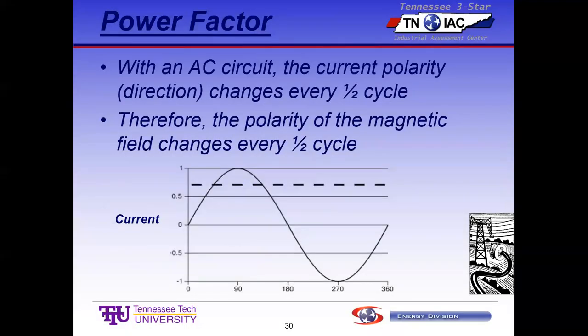Okay, so if you look at a portion of a waveform, with an AC circuit the current polarity direction changes every half cycle. Therefore, the polarity of the magnetic field changes every half cycle. So it's pointing this way for a half cycle, and then it's pointing this way for a half cycle. And the amount of energy stored changes as that peaks, turns to zero, and goes the other direction.